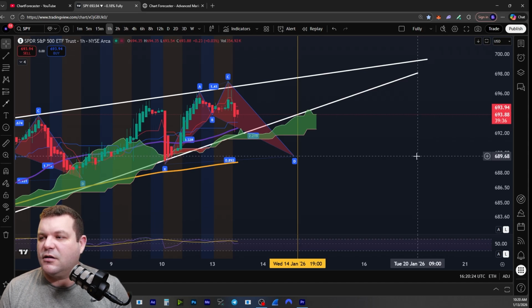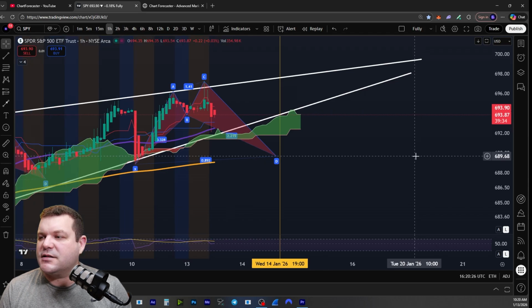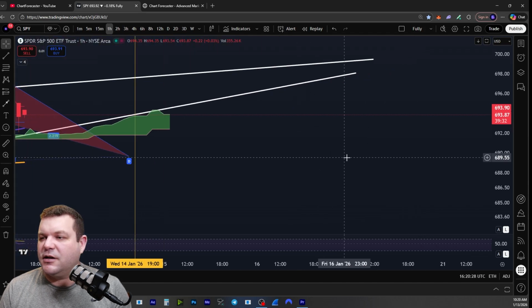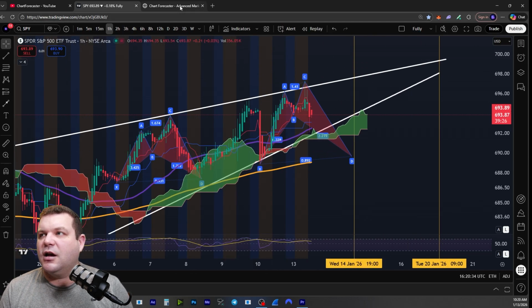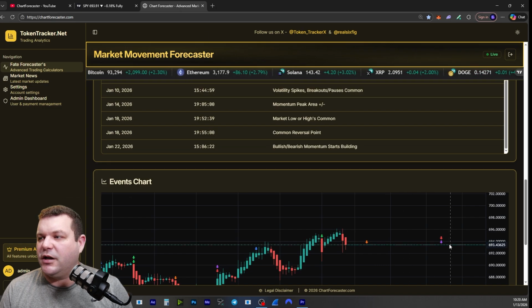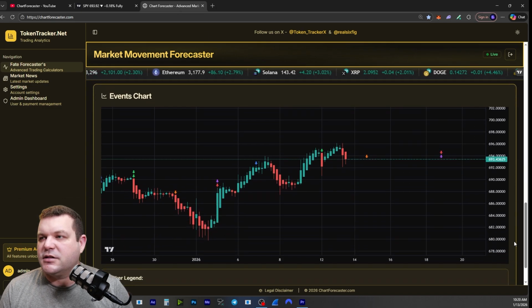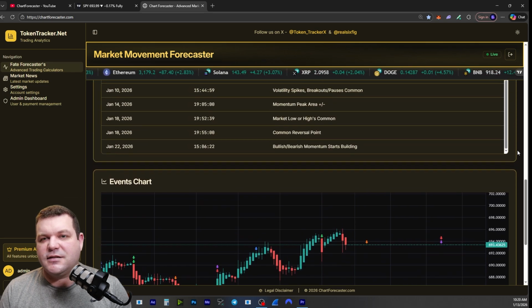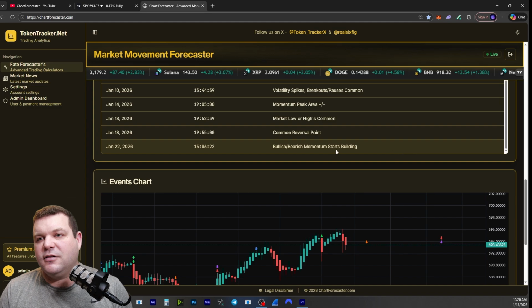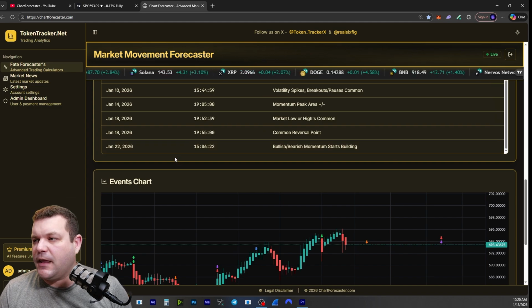Let's see. Are the markets closed on Monday? Why isn't this showing me Monday? Well, after the weekend, when the markets close, my guess is there'll be a reversal point at that point in time. So with that said, guys, keep your eyes open for these dates for the S&P 500 ETF Trust.